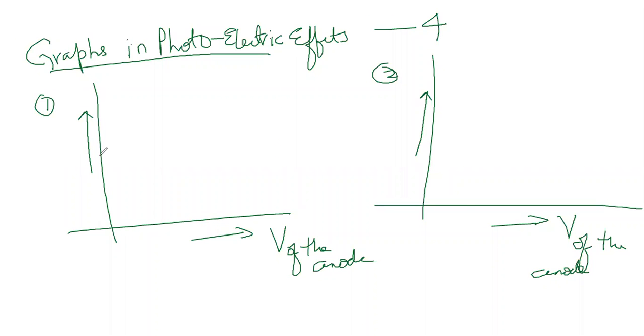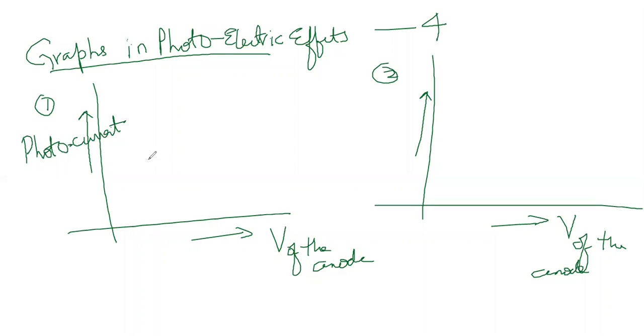The first graph has something else on the y-axis. What is there is photo current, the photo current emitted. That's on the y-axis. First, let us discuss the first graph. Then I will tell you about the second graph.